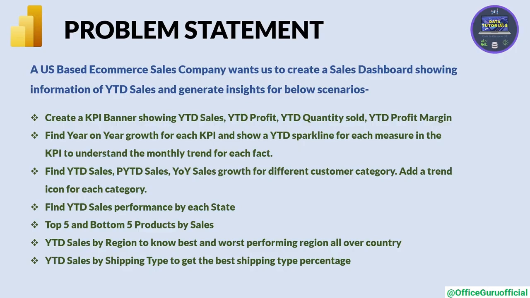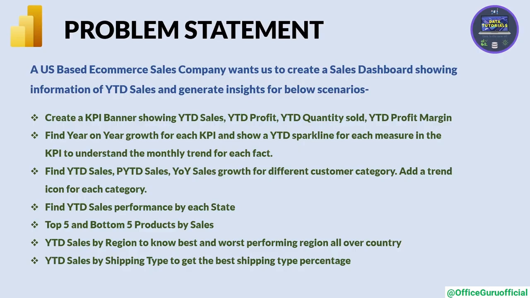All right. Then they want us to find year-to-date sales, previous year-to-date sales, and year-on-year sales growth for different customer categories. Okay. So we have a category, and with respect to that, they want to find out these particular facts as well, and they want us to add a trend icon for each category.